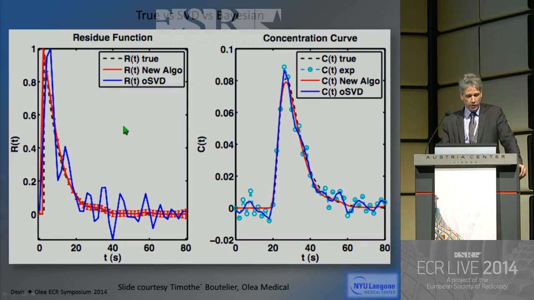So here's again a digital phantom, and we can see the true value is the red. The blue we've seen, the oscillating SVD. And you can see that the red, which is a Bayesian algorithm, closely fits the true data. And then in the concentration curve, you can see that the Bayesian algorithm is much sharper. It fits the true data curve a little bit better.